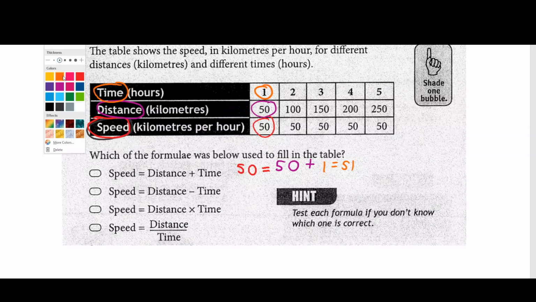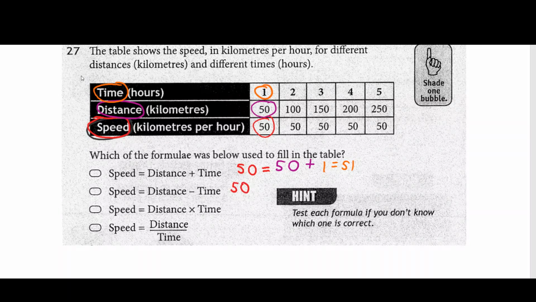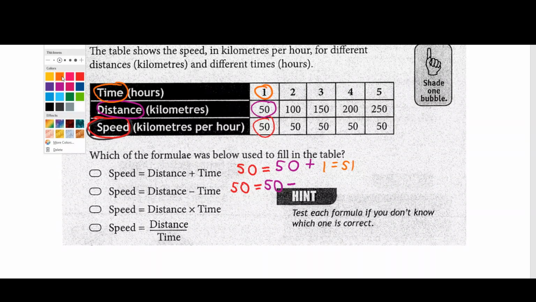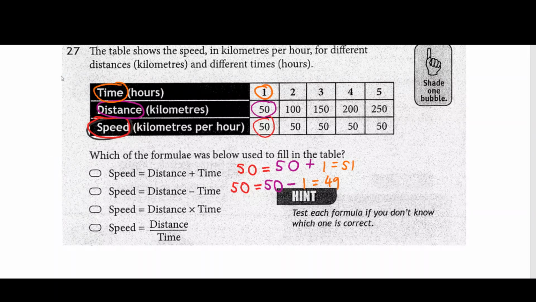So what about the next one? Let's check if the next one works. So we've got speed equals distance take time. So our speed's 50. And that equals our distance, which is 50. Take away our time, which is 1, which gives 50. 50 take 1 is 49. So no, we need these numbers here to be 50. We want them to be the same as that. So no, this first one is 51. This next one is 49. So it's not this one.